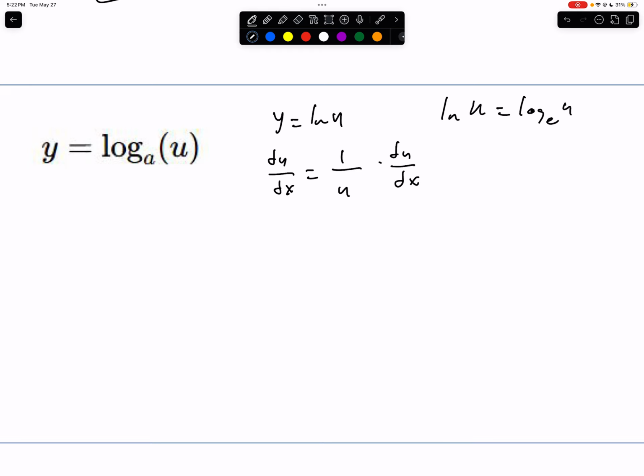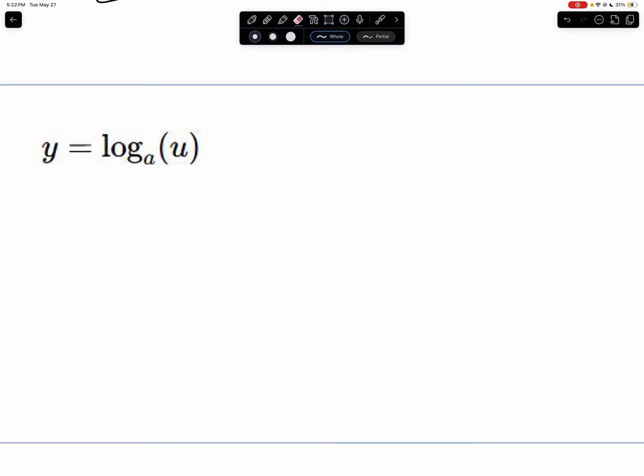Remember, ln of u equals log base e of u. So what about bases other than e? Well, here we can just use the change of base formula. Again, I'd highly suggest you just know this. You have been expected to know this in the past, and I would still expect you to know this cold. But still, if you're really stuck, just do a change of base here.